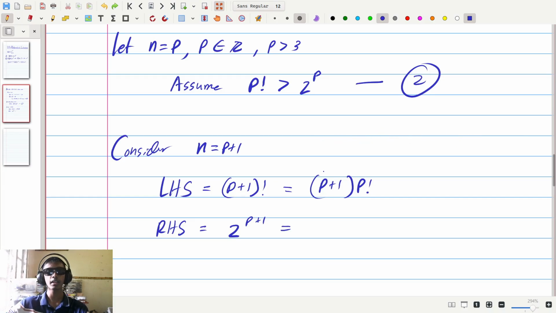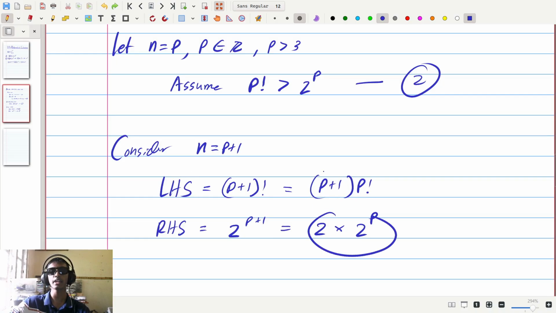So therefore, p plus 1 factorial is in fact equal to p plus 1 times p factorial. Then I'm also going to look at this thing and break this again using index rules, using this p plus 1 as 2 times 2 to the power of p. We can see that that's true since p plus 1 power just means multiplying 2 by itself p plus 1 times, which means we need to multiply 2 by itself p times and then multiply by another 2. So now we have that the left hand side is p plus 1 times p factorial and the right hand side is 2 times 2 to the power of p.